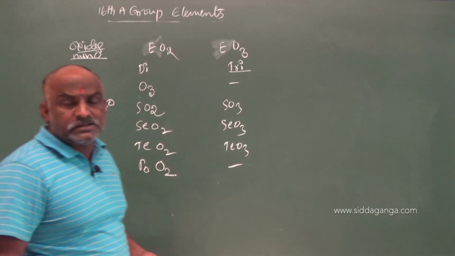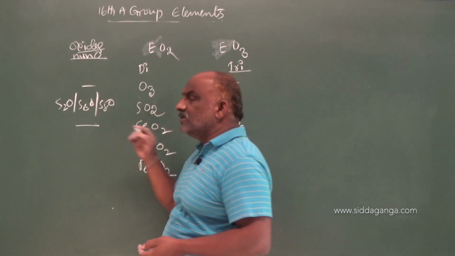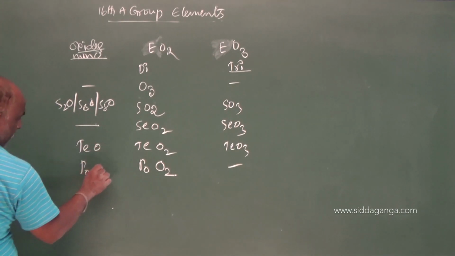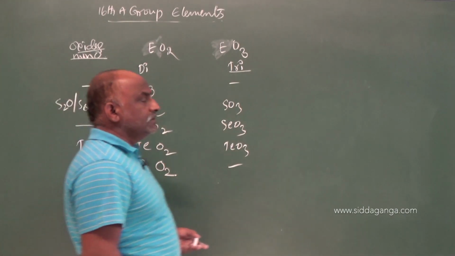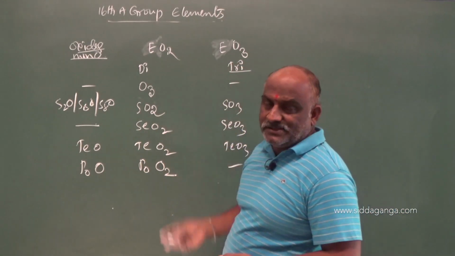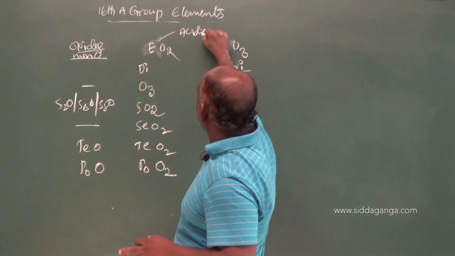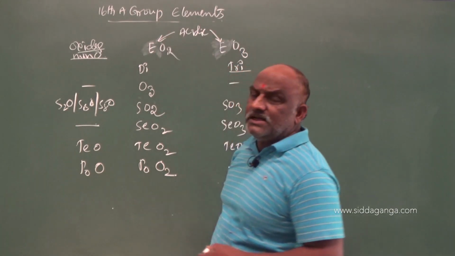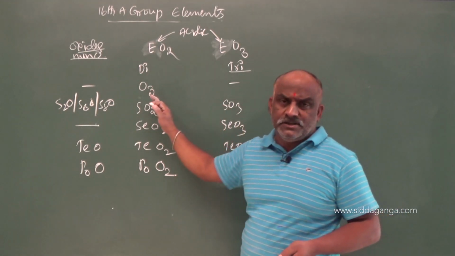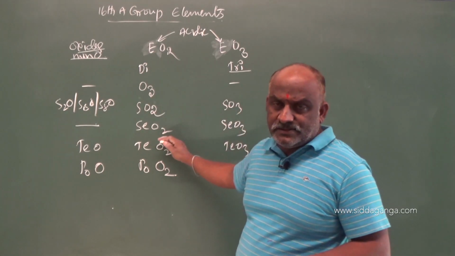Selenium does not form monoxides. Make a note, my dear students, this is a very, very important point. Tellurium monoxide is TeO, polonium monoxide is PoO. So these are the oxides, trioxides, dioxides. All oxides are acidic in nature. Trioxides are more strongly acidic than dioxides.